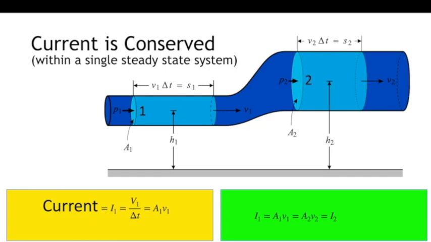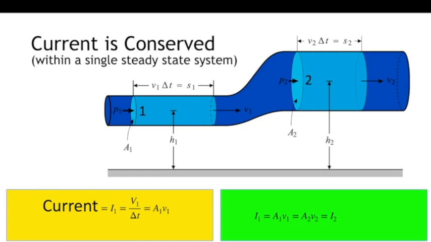So within a fluid system, current is conserved, current being the flow of volume per second. And the way we calculate current is by multiplying the cross-sectional area times the speed, right? So the faster it's moving or the larger the pipe, the more fluid per second can move through the pipe. And current is conserved through every part. So I1 equals I2 equals I3 equals I4, and so on, within a single steady-state fluid system. So as long as they're connected in a single steady-state fluid system, the current is the same.